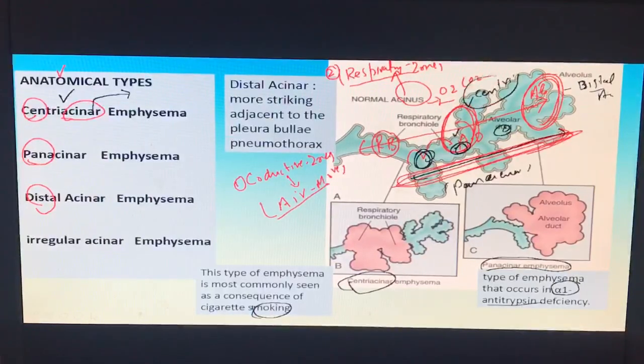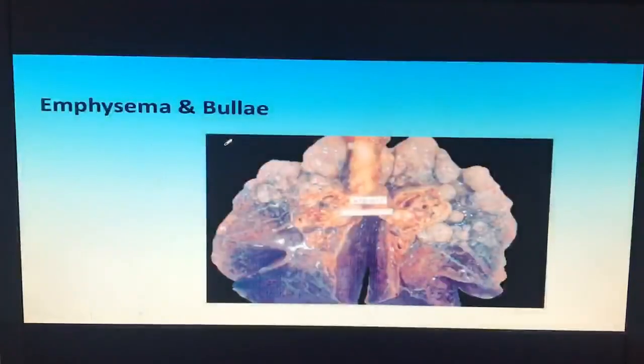So the three main types here, and the irregular type which very rarely happens, are the classification according to which area is involved, the anatomical type. The anatomy of the acinus, so which area of the acinus is involved. In the irregular type, the full acinus is involved. This is the classification of emphysema according to the location in the acinus.